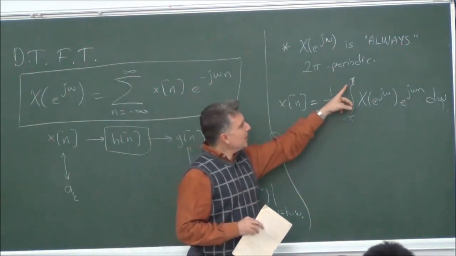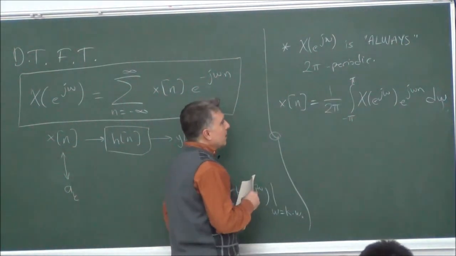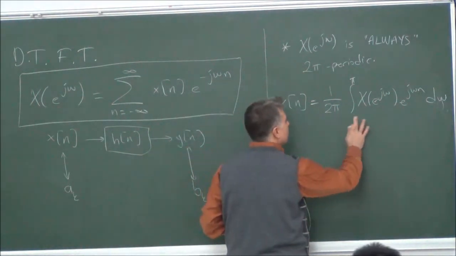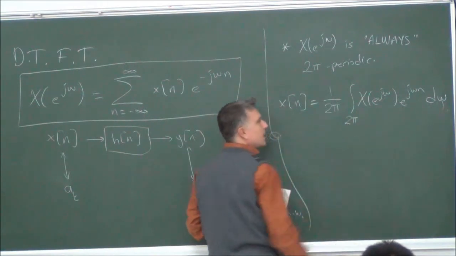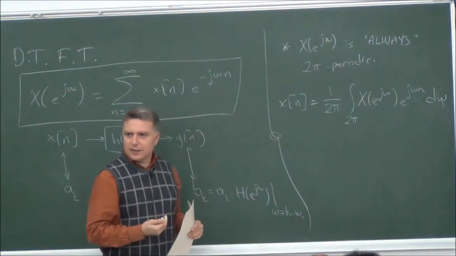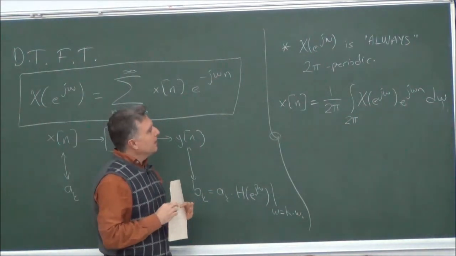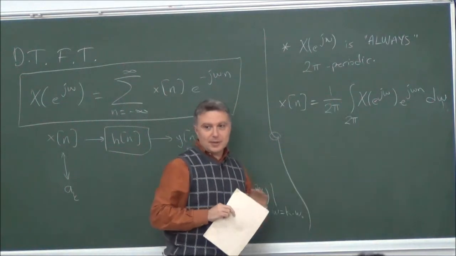Almost. This time, however, the integration is from minus pi to pi. And it doesn't really need to be from minus pi to pi. It's just a duration of 2 pi. So let's write it like this. It could be from 0 to 2 pi as well. The duration of the integral must be 2 pi. That's the only thing. It can be from minus pi to pi. It can be from minus 2 pi to 0. That's also possible.